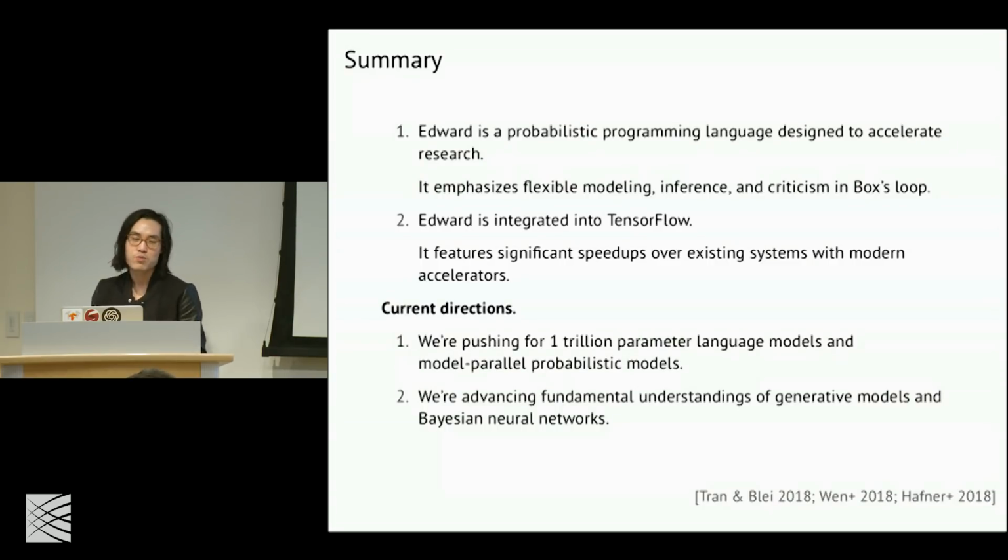In current directions, we've been pushing the scale, where we're trying to get to 1 trillion parameter models. If you're not familiar with the state of the art, we've been training roughly 20 billion parameter models and fitting these on terabytes of data. And we're trying to advance fundamental understandings of our generative models and our Bayesian neural networks for understanding uncertainty. And for that, I'll hand it over to Chris.